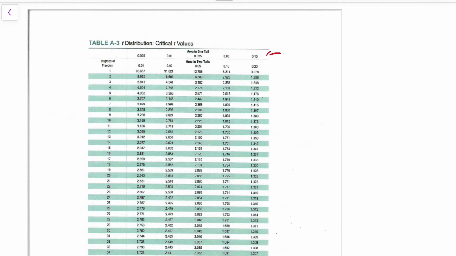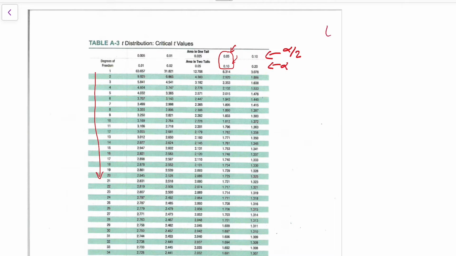What we'll see is in this first row, we get the area in one tail, which for us will represent our alpha over 2 values. Here in the second row, it gives us the area in two tails. That is the actual alpha value itself. And we should see the values on top of each other here. This top value is exactly 1/2 of this bottom value. Going down this side, we see the different degrees of freedom.